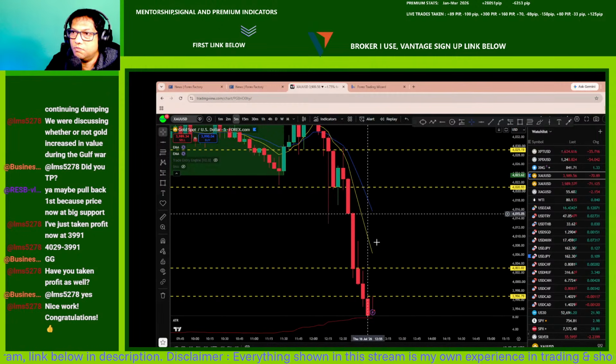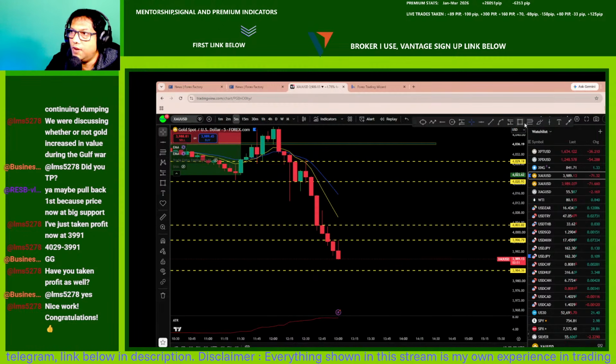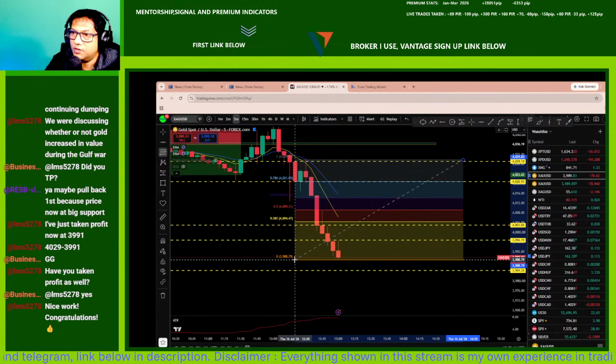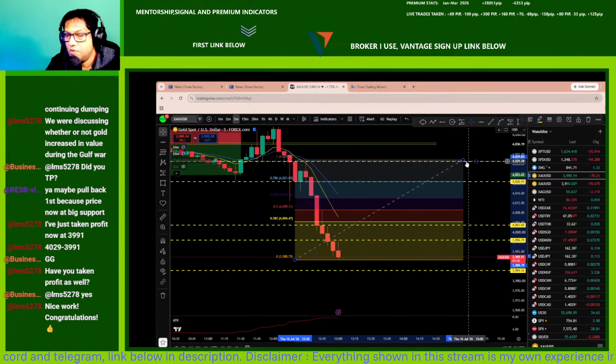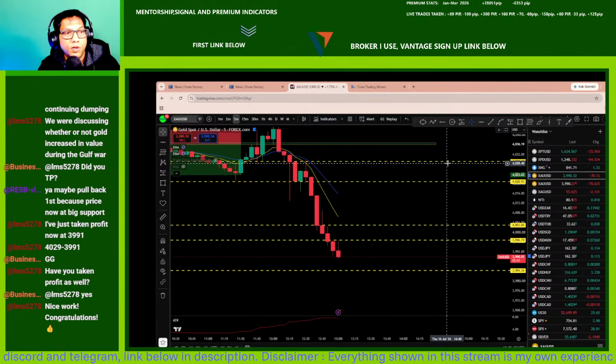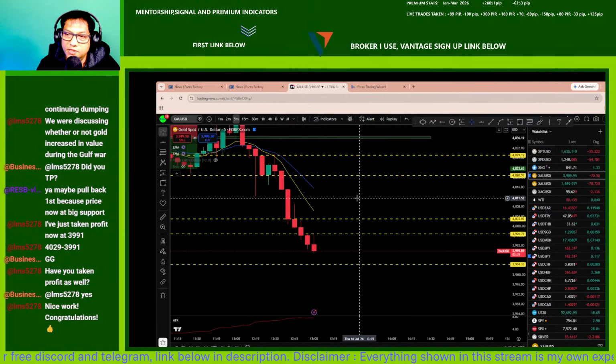With this massive red move, the minimum pullback that you can look at is to this level, 38.2 or around that zone. Going to that can give its bias back below here.